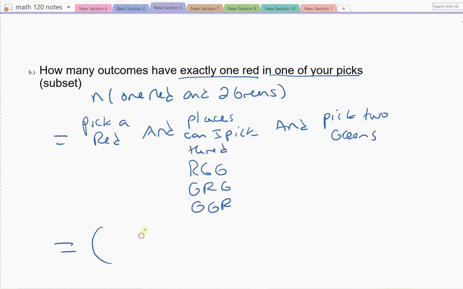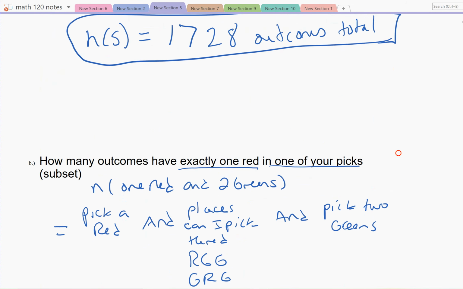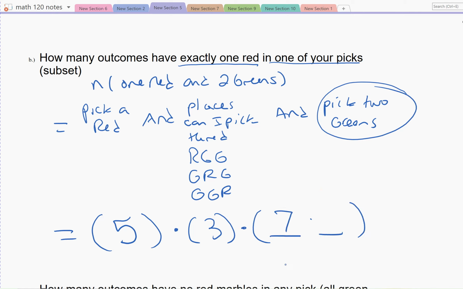Alright, so how many ways are there to pick a red marble? Well, there were 5 choices for red marbles, right? If you go up here and look, I had 5 choices for red marbles, and there are 3 places that the red marble could show up in, right? It can show up in the first pick, second pick, third pick. And then I have to pick 2 greens, right? 1, 2. So the first green marble had 7 choices. Since I'm replacing the green marble after I pick it out, the second green marble also had 7 choices. There's still 7 green marbles in there, right? I could pick the same green marble twice if I wanted to. So I had 7 for the first green pick and 7 for the second green pick.